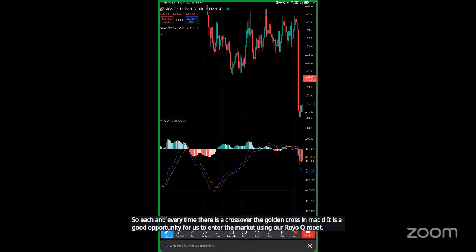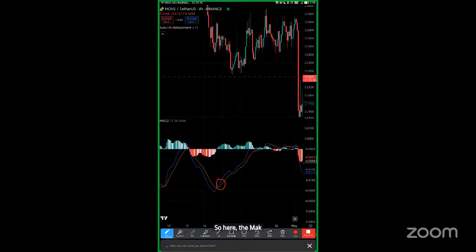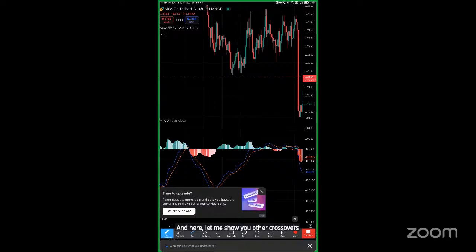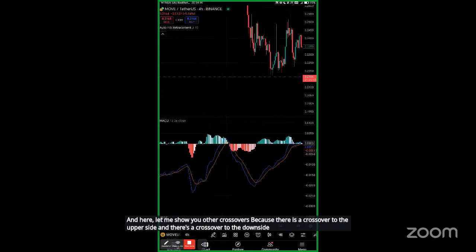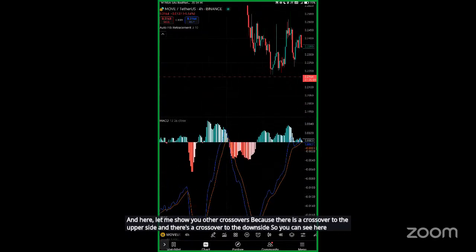So here, the MACD is making a crossover to the upper side, right? And here, let me show you other crossovers, because there's a crossover to the upper side and there's a crossover to the downside. So you can see here, let me enlarge it.